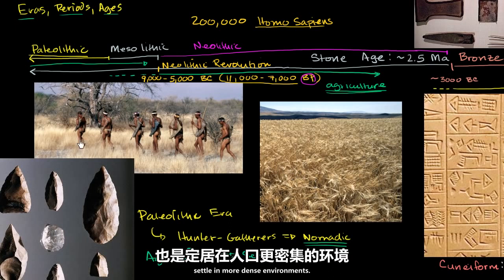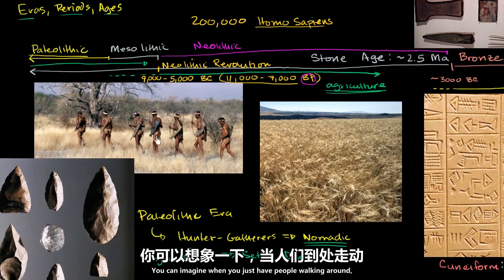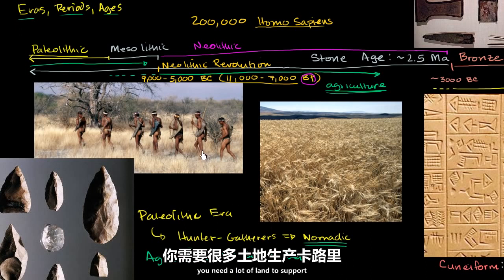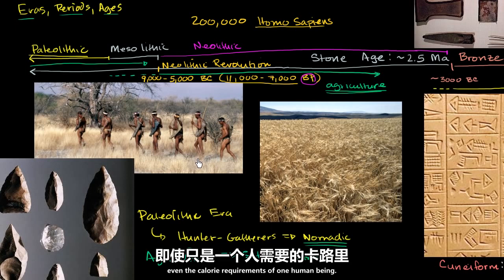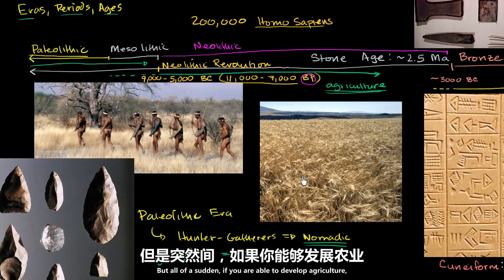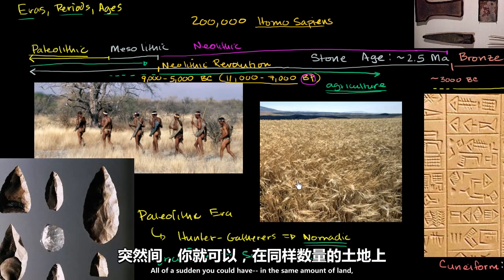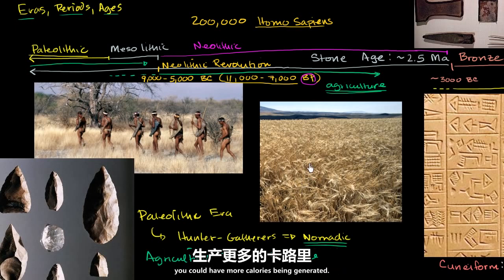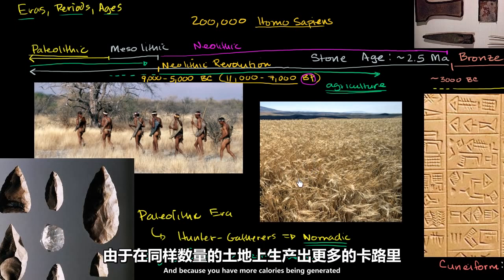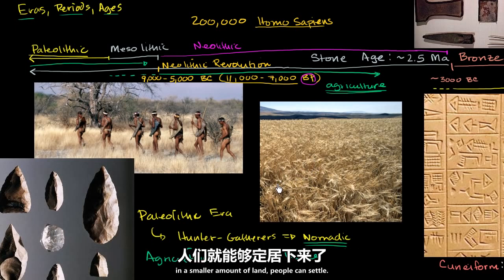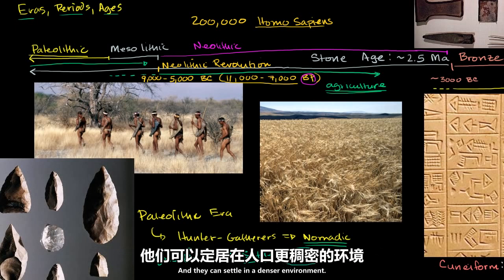What it allowed them to do is also settle in more dense environments. You can imagine when you just have people walking around, you need a lot of land to support even the calorie requirements of one human being. But all of a sudden, if you are able to develop agriculture, you're able to domesticate animals, you can have, in the same amount of land, more calories being generated. And because you have more calories being generated in a smaller amount of land, people can settle in a denser environment.